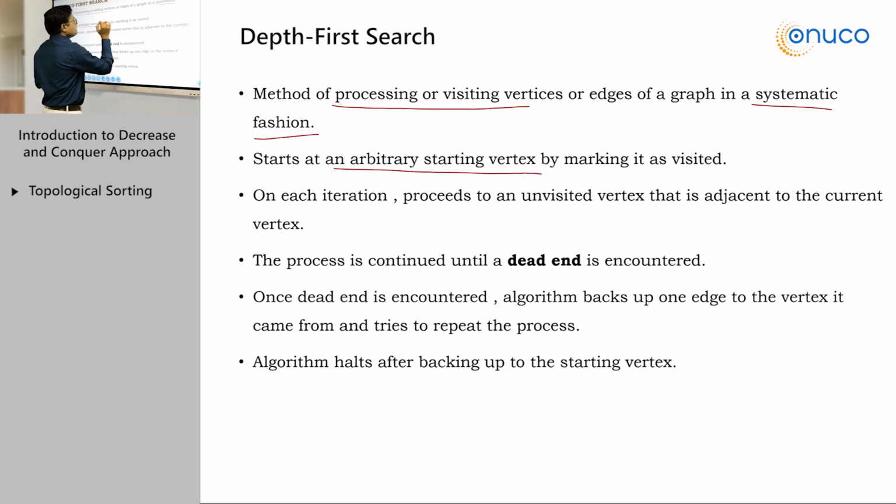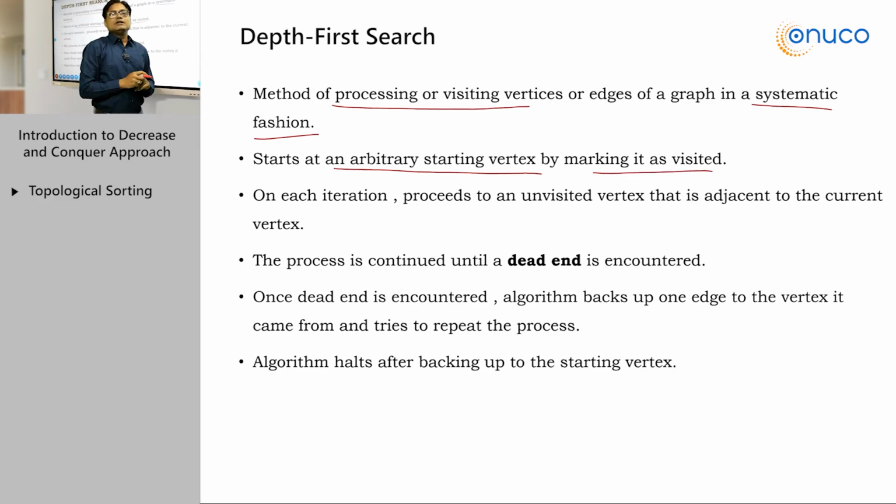Start at an arbitrary vertex, that is called the source vertex, and mark it as visited. It means the source vertex, from where you are starting the journey, is already visited. As we are starting the journey from home, you are at home, that home is already visited, right? And all the other cities we are going to visit.